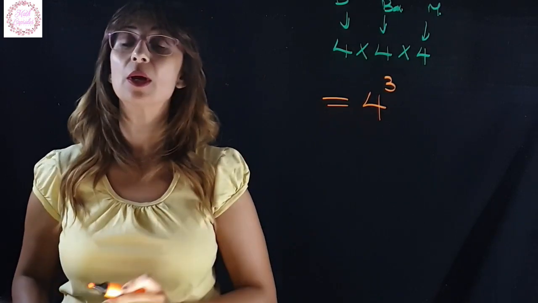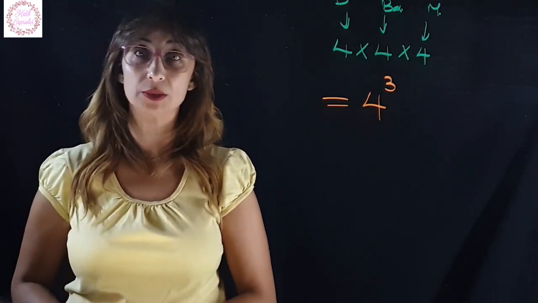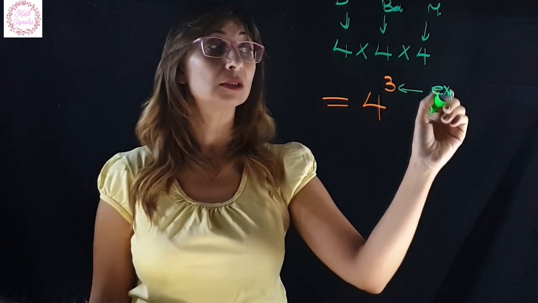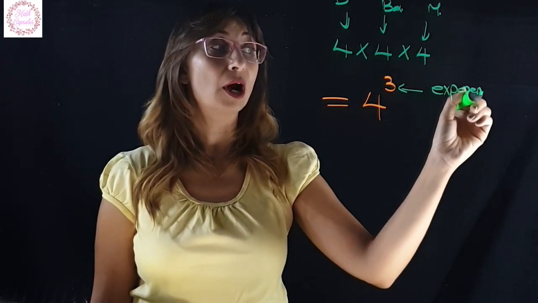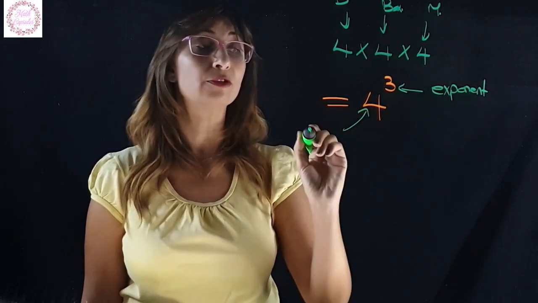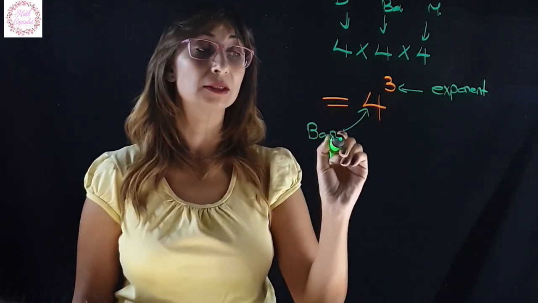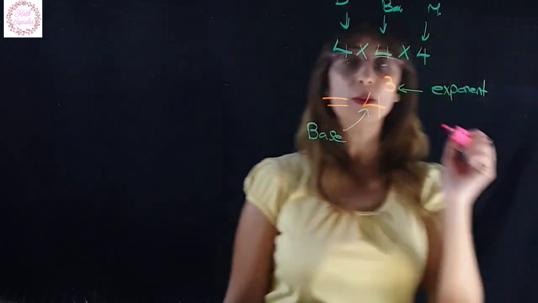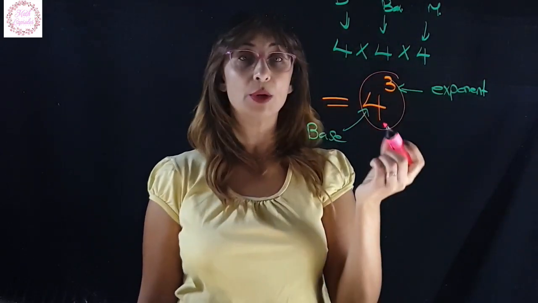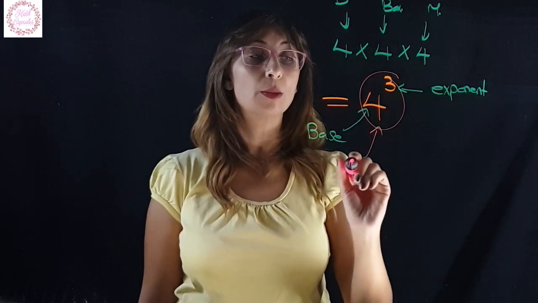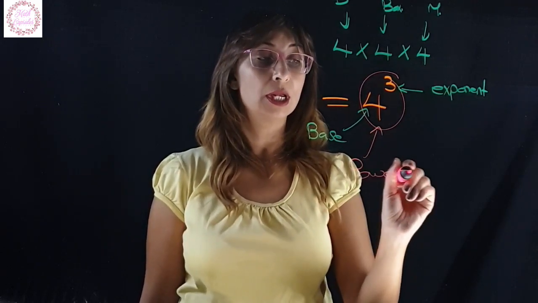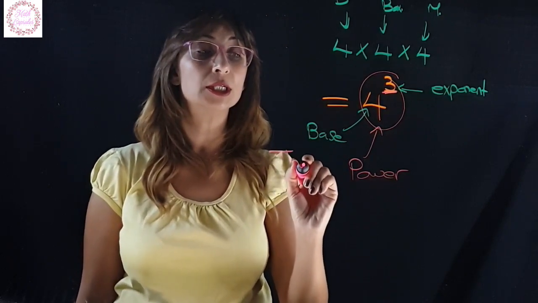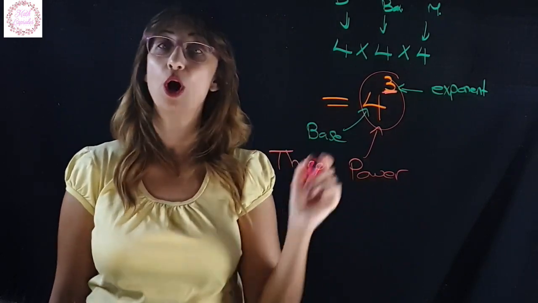This is called a power or exponent. So in this case, 3 is called the exponent of the number 4, and 4 is called the base. And 4 power 3 as a total is called the power. So 4 power 3 is called power of 4. And it is 3 here, so it is called the third power of 4.